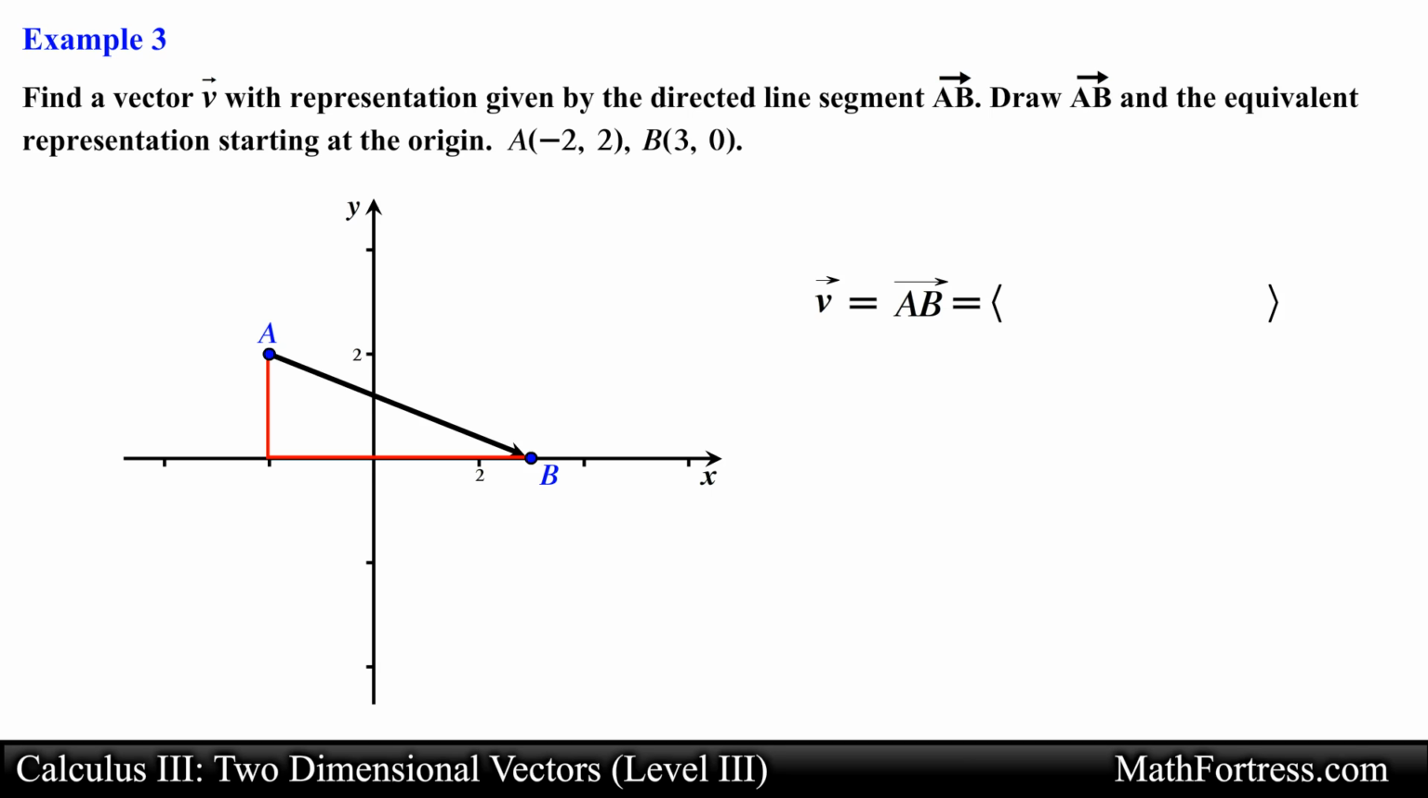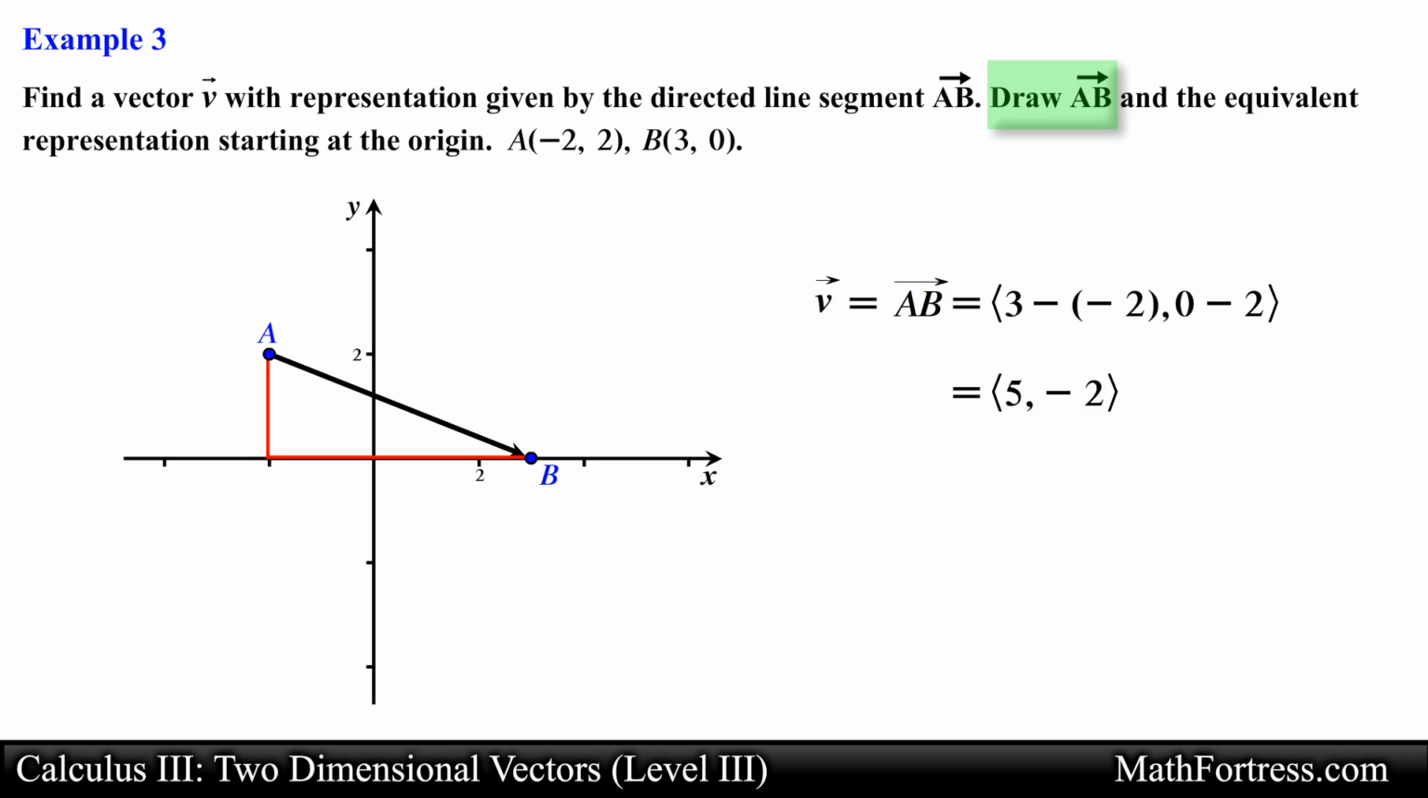Vector v is equal to 3 minus negative 2 for the x component, which simplifies to 5, and 0 minus 2 for the y component, which simplifies to negative 2. So vector v has components equal to 5, negative 2.